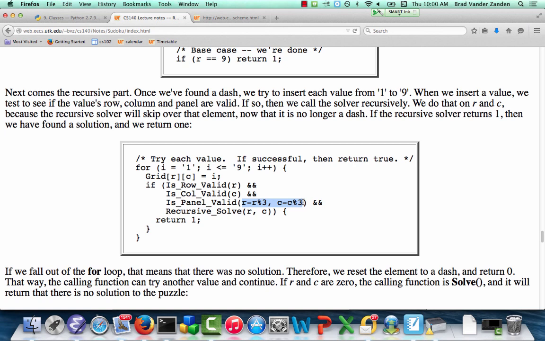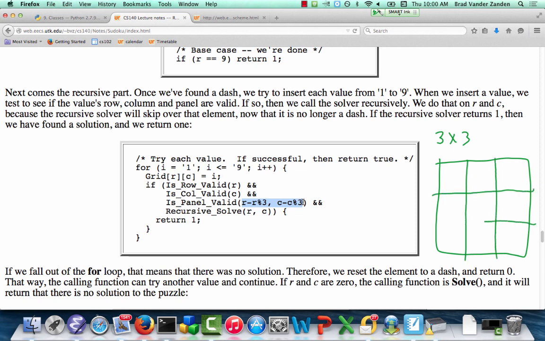So the key observation is that panels are 3 by 3, right? In a Sudoku puzzle, we have 9 such panels. They start at row 0, row 3, and row 6, because they're 3 by 3. And similarly, they start at column 0, column 3, and column 6. So if I give you, say, R equals 5 and C equals 4, just eyeballing it, you can figure out that we must be in that panel right there, right? R equals 5 and C equals 4. Do we agree with that?